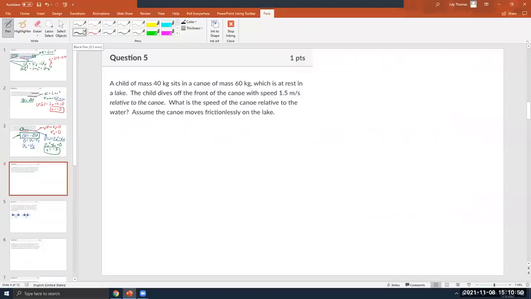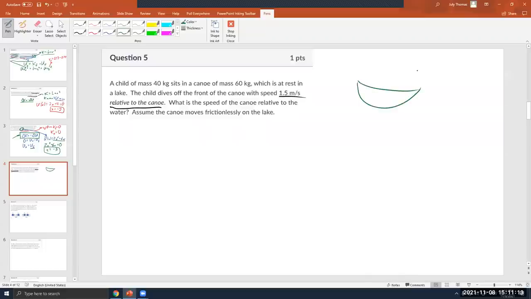Both the child and the canoe have mass. He's going to jump off, and we're given his speed relative to the canoe. We had a lot of problems about relative speed on the homework. So again, I haven't seen the exam, but I'm just guessing that if I have 4 or 5 problems dealing with relative speed, we're probably going to have something to do with relative speed on the exam. Again, I have not seen it.